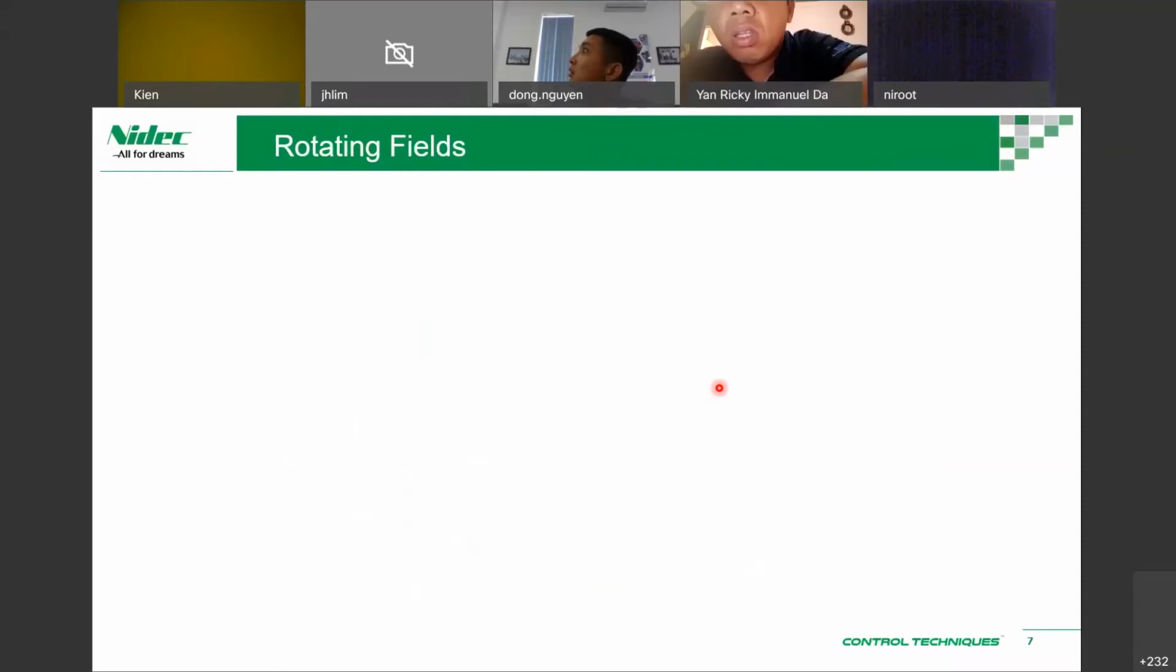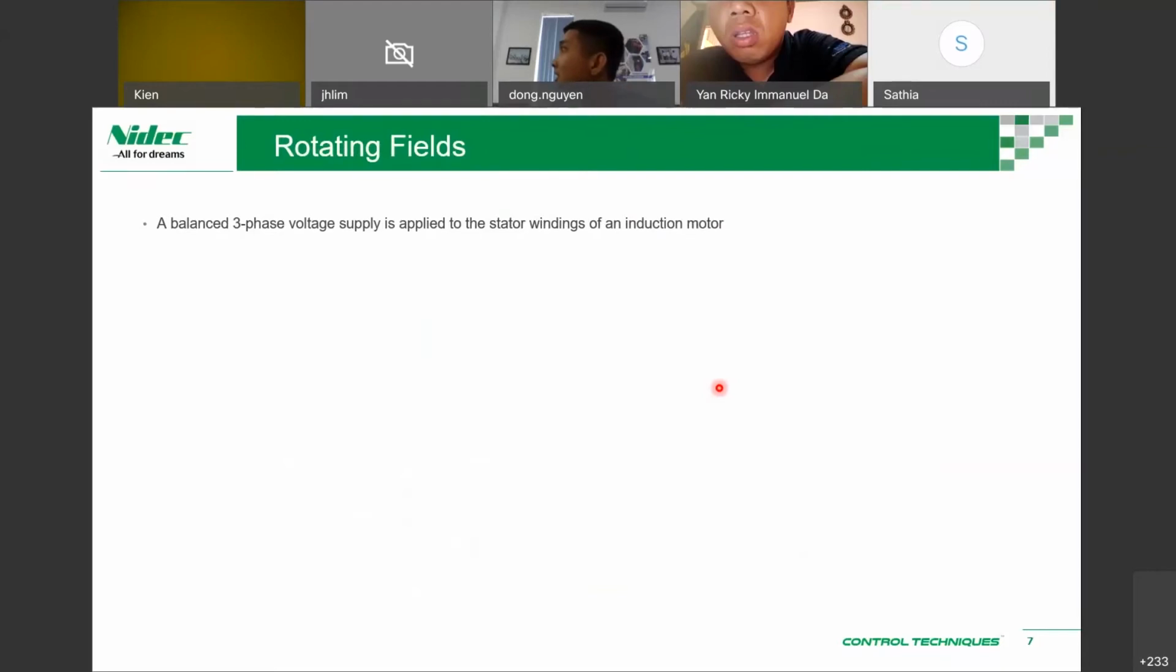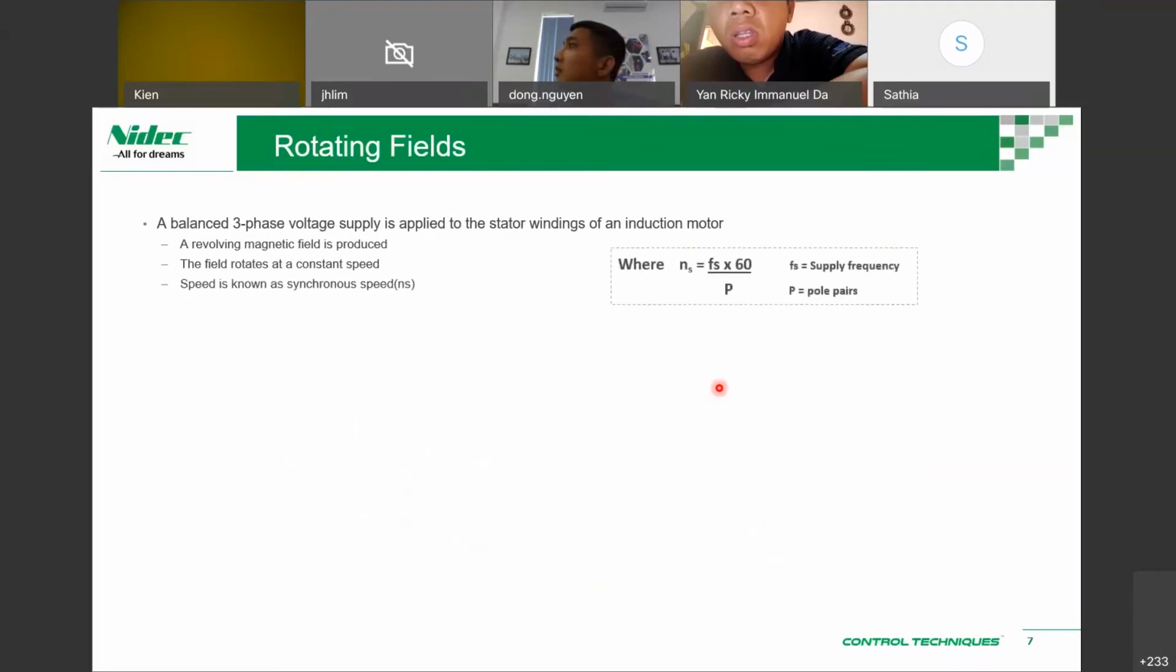A bit of description of what I just described in words. Okay, so first we have a revolving magnetic field produced, and then the field rotates at a constant speed. This speed is known as synchronous speed, ns. The synchronous speed is dependent on our applied frequency. So 50 hertz for our region, while Singapore, Malaysia, Thailand, Philippines, it would be 60 hertz.